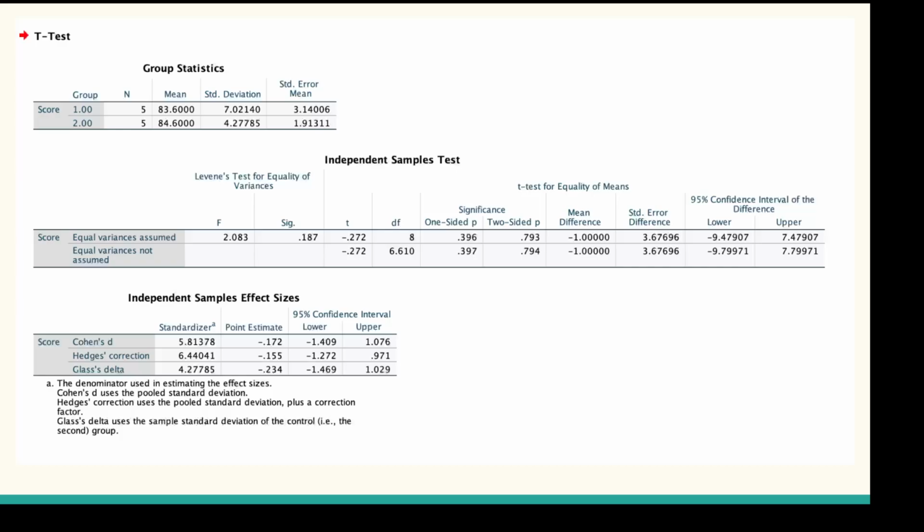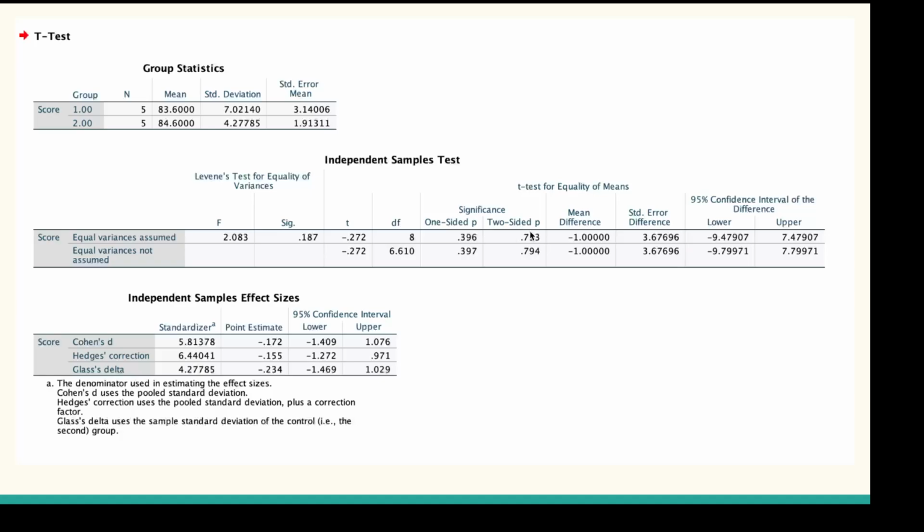For equal variances not assumed, df is approximately 6.610. And the significance for the one-sided p is the p-value for a one-tailed test of the hypothesis that group 1 has a lower mean than group 2. For the two-sided p, it is the p-value for the two-tailed test, which is more commonly used. Both one-sided and two-sided p-values are provided for both assumptions of equal and unequal variances.